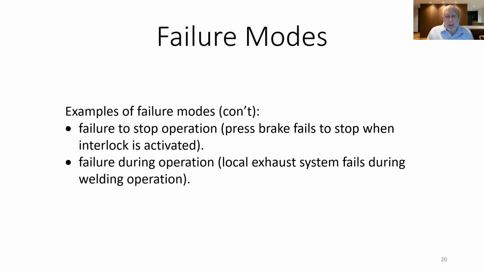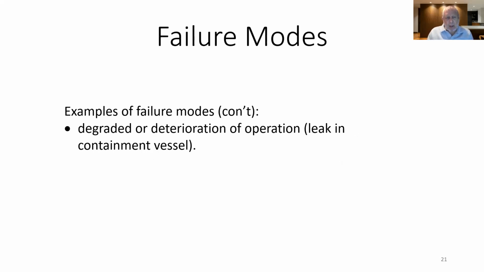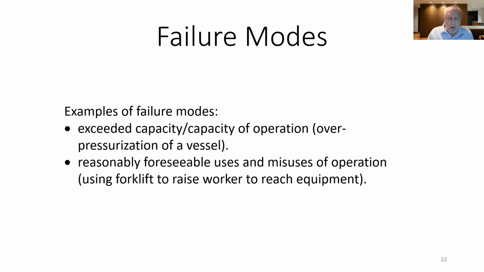Failure to stop operation. A press brake fails to stop when the interlock is activated. Something doesn't stop when it should. Failure during operation. A local exhaust system that fails during welding operations is an example of a failure. Degraded or deteriorated operation. Something just over time, and this could happen a lot of different ways, but a leak in a containment vessel is one. Almost anything mechanical over time is going to degrade or deteriorate. So those are just examples of different failure modes, as they're calling them.